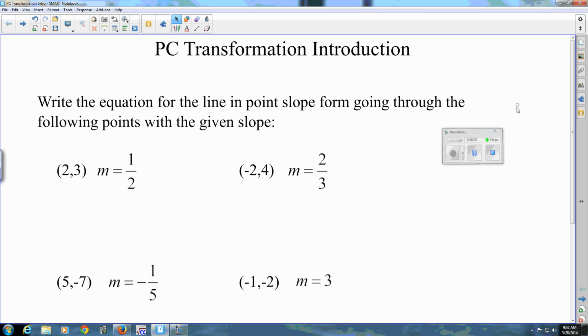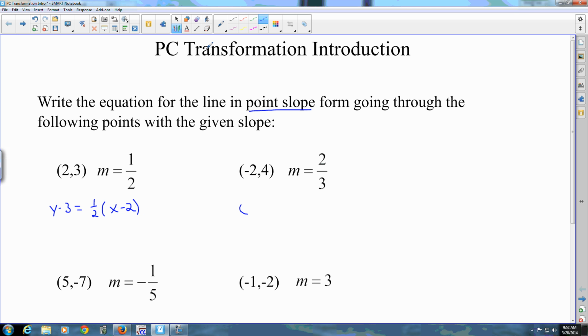Hello everyone, this is for pre-calculus. It's Introduction to Transformations. Where I want to start you guys off is looking at writing the equations for a line in the point slope form. So if this is the information you're given, you guys would write y minus 3 equals half x minus 2.